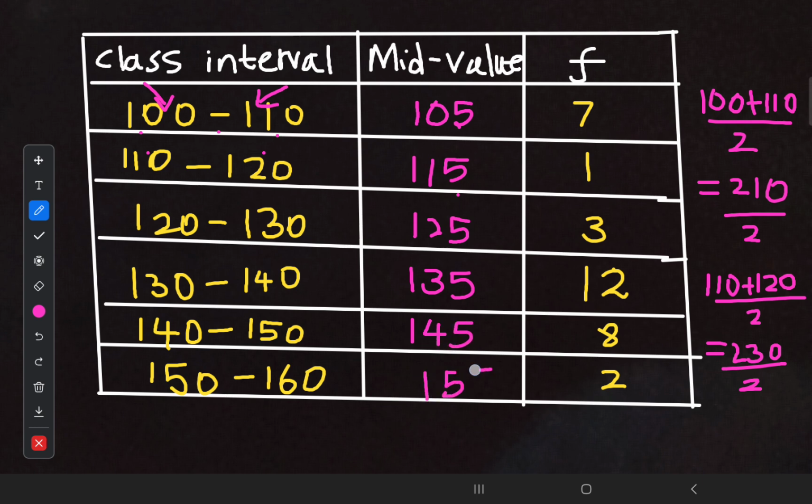This is the way, in a grouped data distribution, by looking at the class interval, you should find your mid value by using this method. You should add your lower boundary and upper boundary, and that should be divided by 2, which will give you the mid value of the relevant class interval.